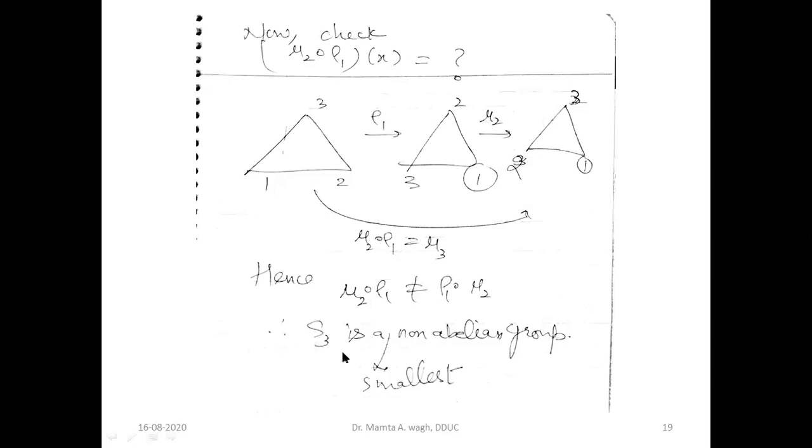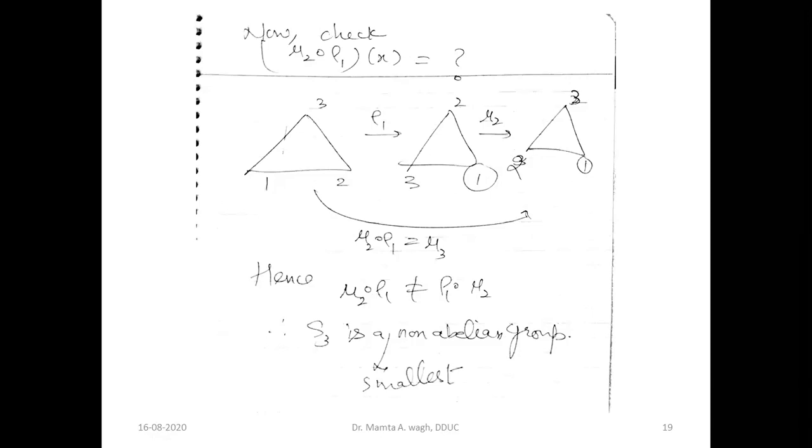So mu1 is from that set only. Similarly, you can combine any two rotations and you will end up in that set only. So that means this set is closed under function composition. So that is your binary composition there.